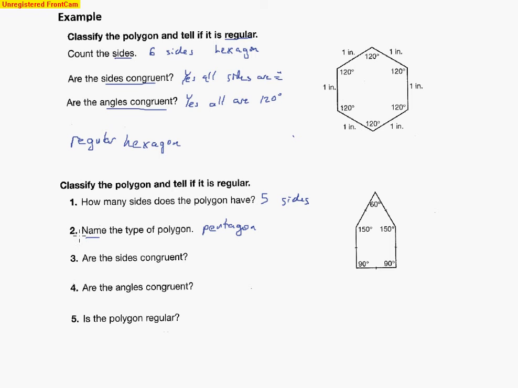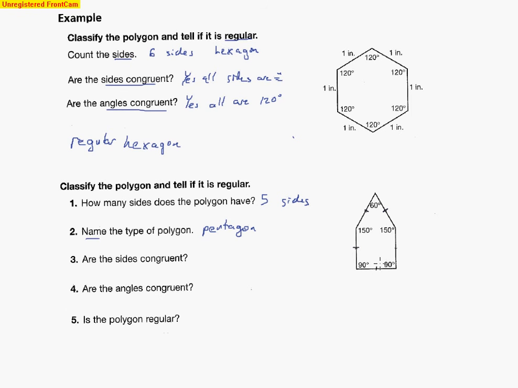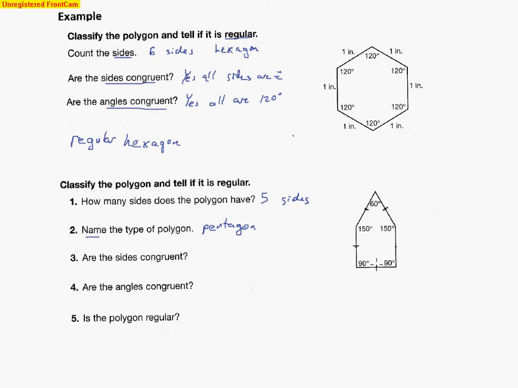Now they ask us, are all the sides congruent? And actually, it's kind of hard to see, but there are these tick marks here. There's a tick mark here, here, here, here, and here. And so because of those tick marks, we would say yes. Yes, they are all congruent by the tick marks.